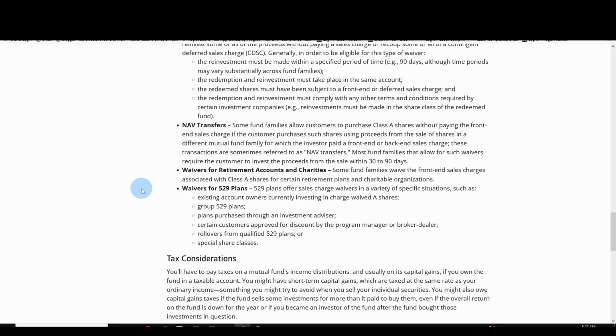Waiver for 529 plans. 529 plans offer sales charge waivers in a variety of specific situations, such as existing account owners currently investing in charge-waived A shares, group 529 plans, plans purchased through an investment advisor, certain customers approved for discounts by the program manager or broker-dealer, and rollovers from a qualified 529 plan or special share classes.